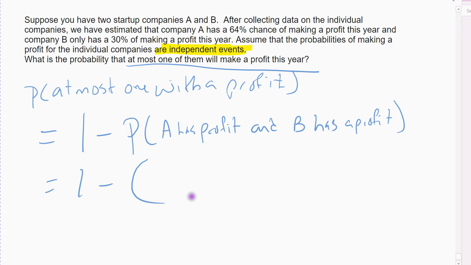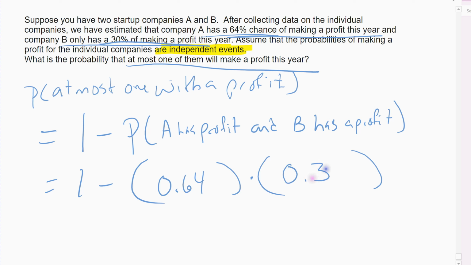that probability, so it's the probability A is making a profit times the probability B is making a profit because they're independent. So the probability of A was profitable was 0.64, right? 64% chance, so that probability is 0.64. And the probability B is profitable is 30%, or 0.3. Right, so make sure you're careful here. It's 1 minus this product.